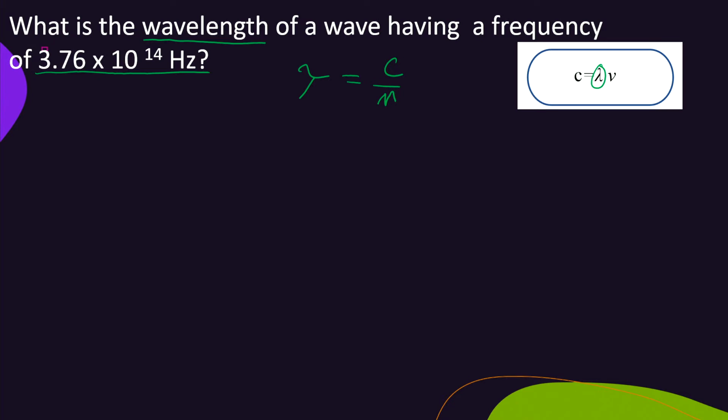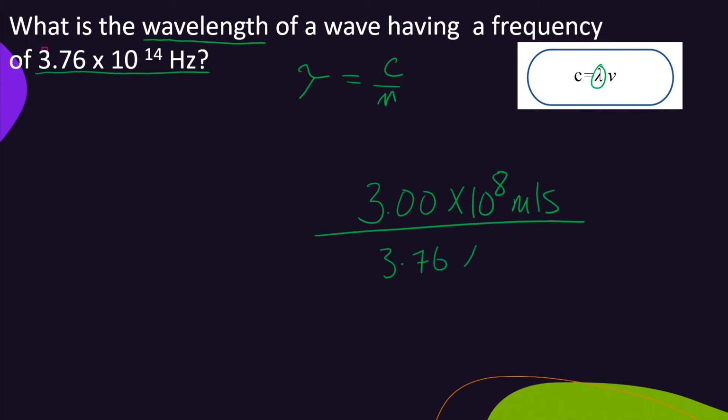So remember that our c is a constant, so it's 3.00 times 10 to the 8 meters per second divided by our frequency, which is 3.76 times 10 to the 14. And we're going to use s raised to the minus 1 so we can cancel out our units. So let's go ahead and cancel out our units. So our seconds are going to cancel, and that's going to leave us with meters. So let's go ahead and turn on our calculator.